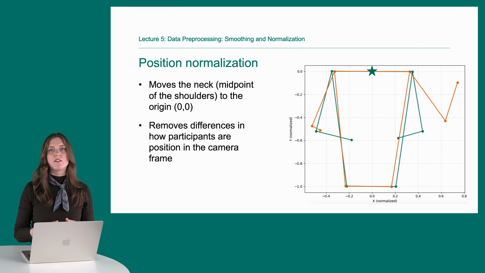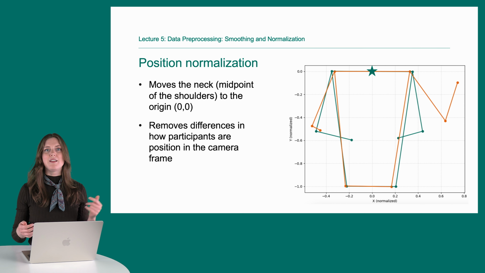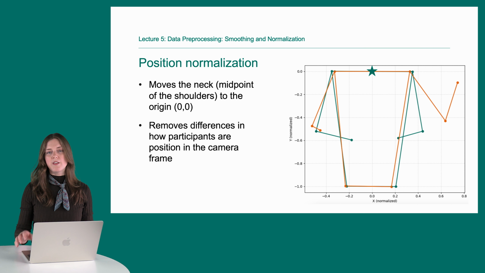By normalizing size and position, we reduced a lot of variability in our data to make it easier to compare participants. For example, we can now easily and confidently say that the right wrist of the orange participant is higher than the right wrist of the green participant, and we can quantify by how much. This result looks quite nice, however, there are a couple more things to consider.